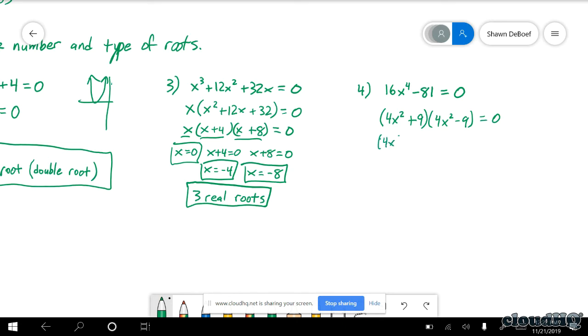Notice that second factor, the 4x squared minus 9, actually can factor again because it's also a difference of 2 squares. I can go to 2x plus 3 and 2x minus 3. But 4x squared plus 9 does not. It's not a difference, so I can't do that. Set every factor equal to 0 now. Solve them each.